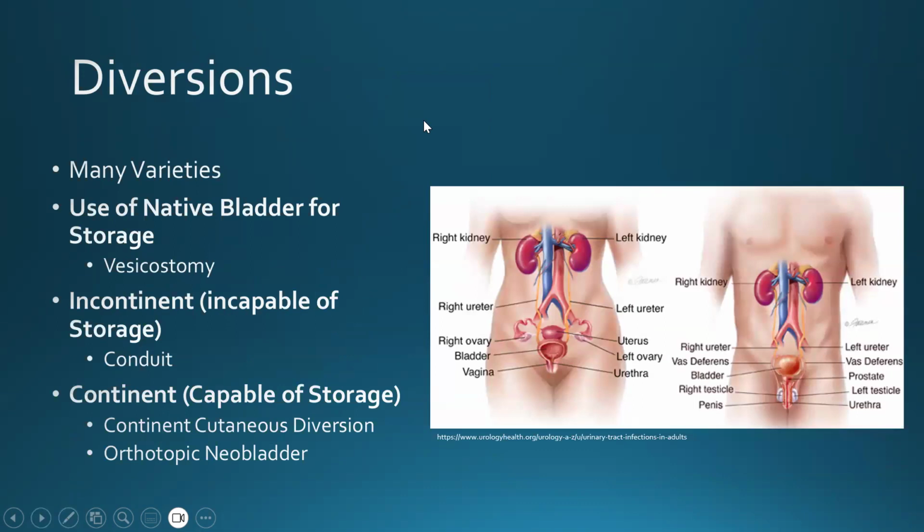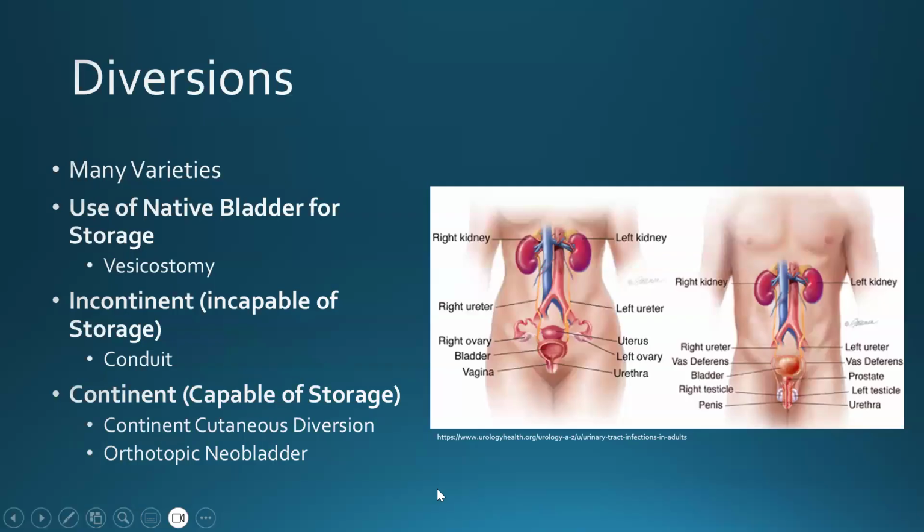Moving on to diversions. There are many varieties of urinary diversions. Some use the native bladder for storage of the urine, and this is essentially a vesicostomy. Others are incontinent urinary diversions that, just as they sound, are incapable of storing urine. So these are typically ileal conduits.